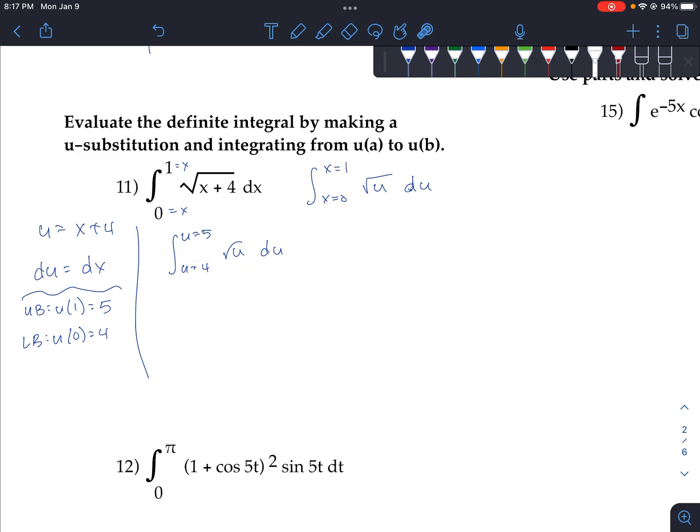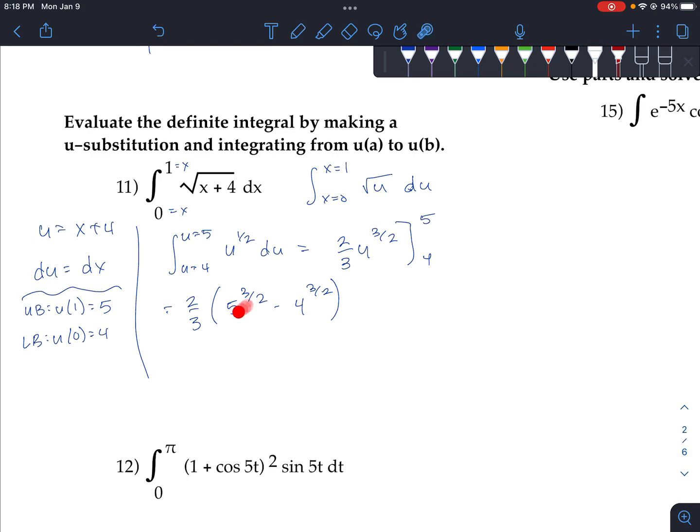It's up to you. Okay, so just for the sake of the integral, I'm going to say u to the 1/2. Okay, so this is going to be u to the 3/2 times 2/3 from 4 to 5. So again, if you were going to do the other method, this is where you would place x plus 4 right there, and then you would keep this with 0 and 1. But in any case, this will be equal to 2/3. We would have 5 to the 3/2 minus 4 to the 3/2.